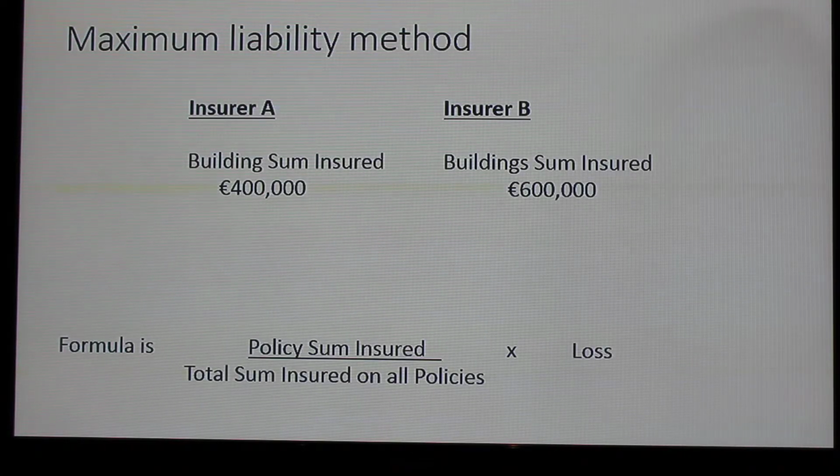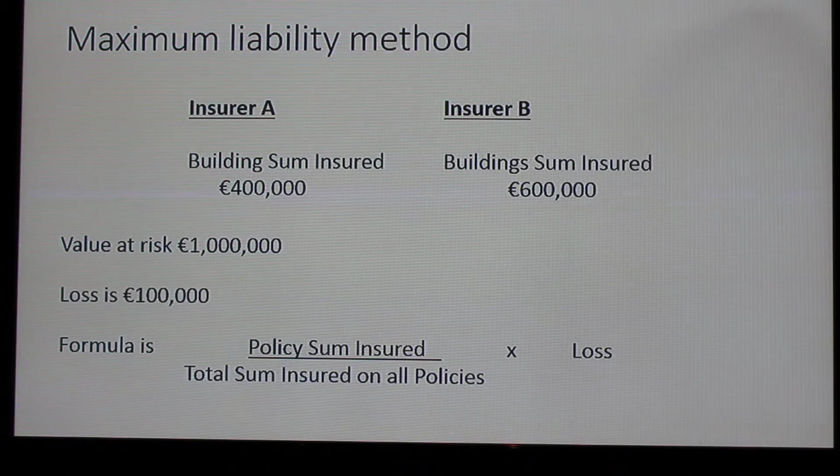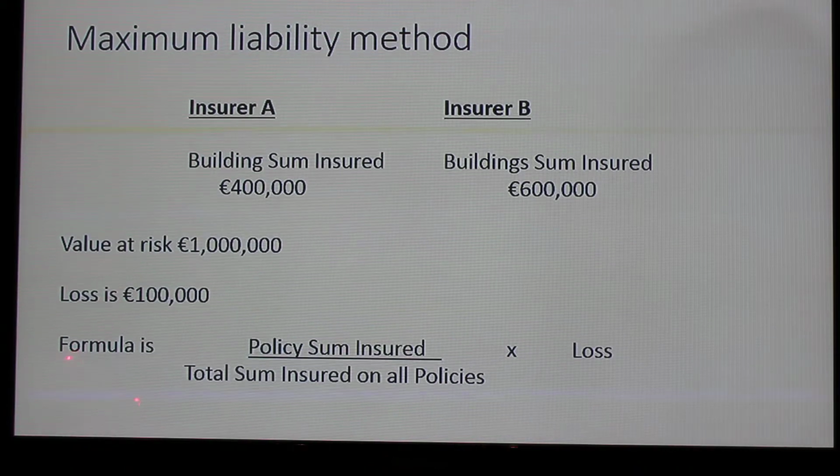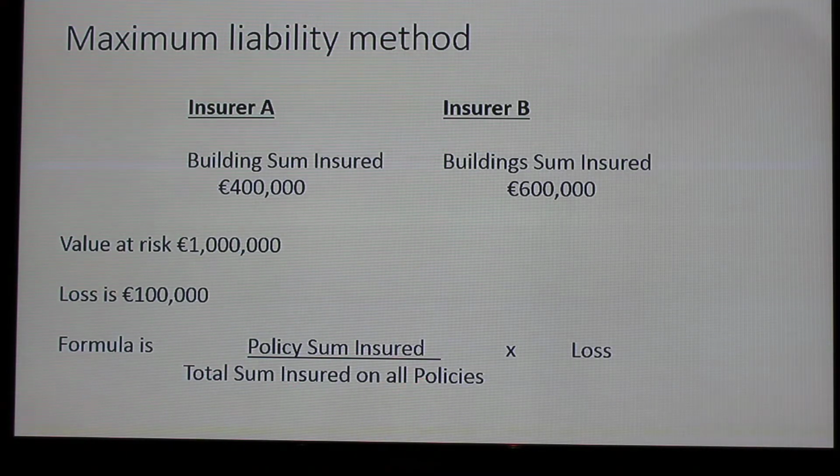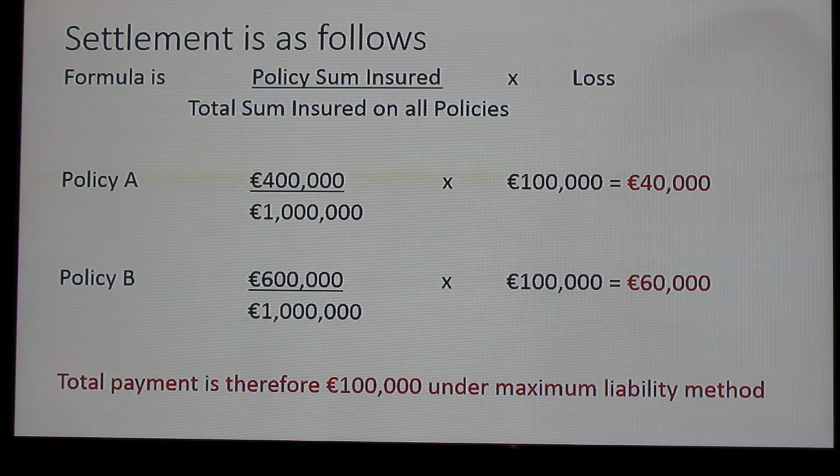So in the maximum liability method, I've taken hopefully a simple example here where we have building sum insured under policy A of 400,000 and under policy B with a different insurer, the buildings are insured for 600,000. Now the actual building value or the value at risk is 1 million, and again a loss occurs of 100,000. So at the bottom here we can see that the formula is the policy sum insured divided by the total sum insured of all the policies multiplied by the loss.